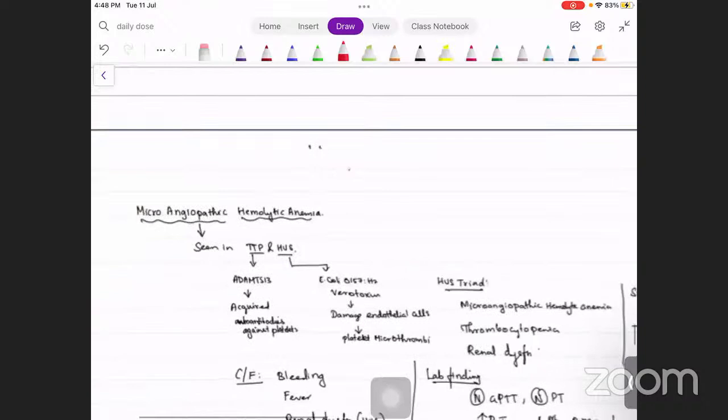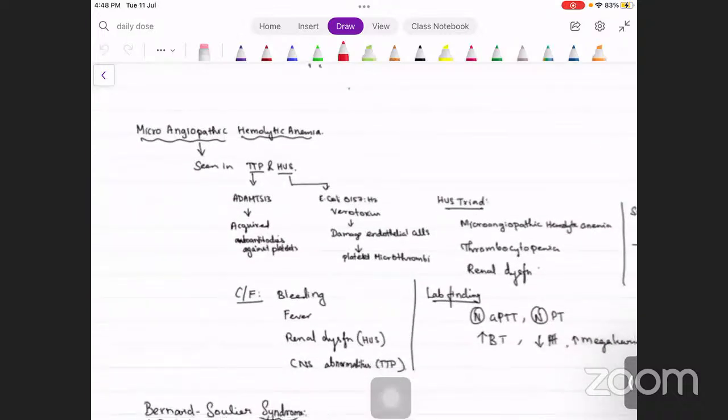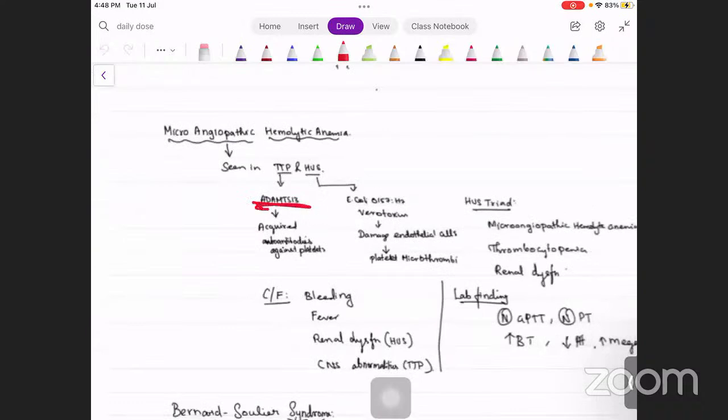Then you have microangiopathic hemolytic anemia, which is seen in TTP and HUS. So TTP, where you see the ADAMTS13 gene defect, hemolytic uremic syndrome, where you see the E. coli O157:H7 serotype defect, E. coli O157:H7 hemolytic uremic syndrome, while TTP is ADAMTS13 gene defect. And there is a triad for HUS, which is microangiopathic hemolytic anemia, along with thrombocytopenia and renal dysfunction.